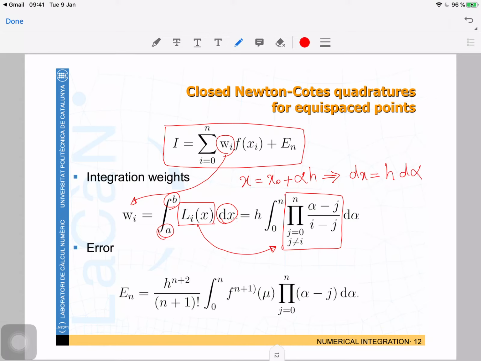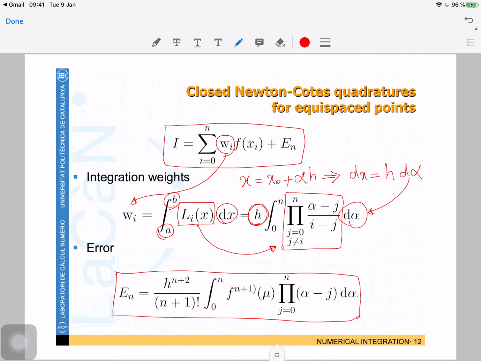So the h comes here, we can take it out of the integration because it is constant, and this is the d alpha. The error can be obtained the same way. So the final formula for the error, you can see here. And this term, this product, again you remember that we mentioned in the previous slide.